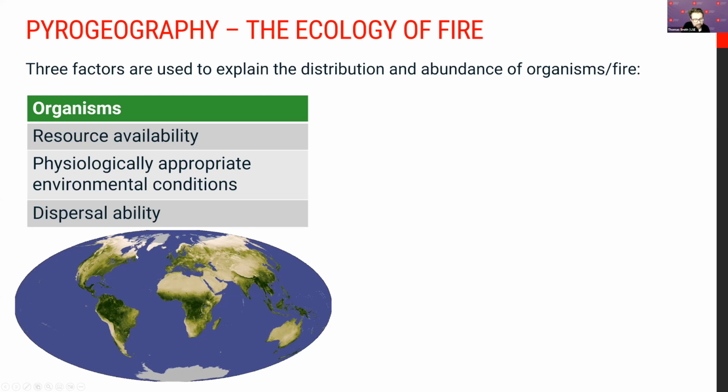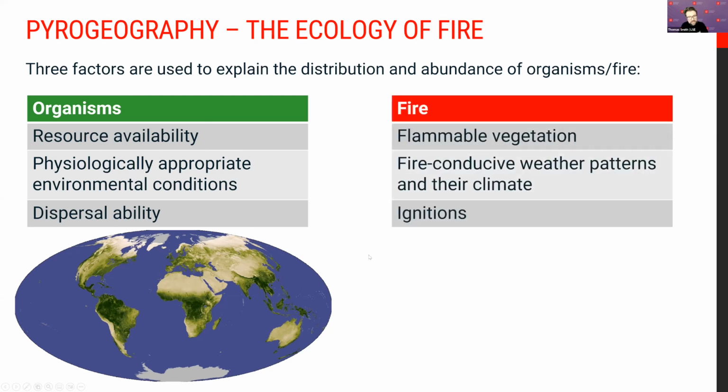And here we can see a typical distribution of plant life, where we have lots of rain, lots of nutrient availability in the tropics. And then, of course, we have the desert regions without plants. But if we think about fire, it's very similar.